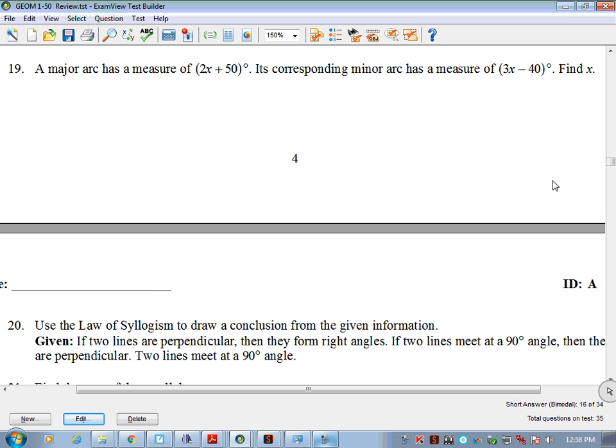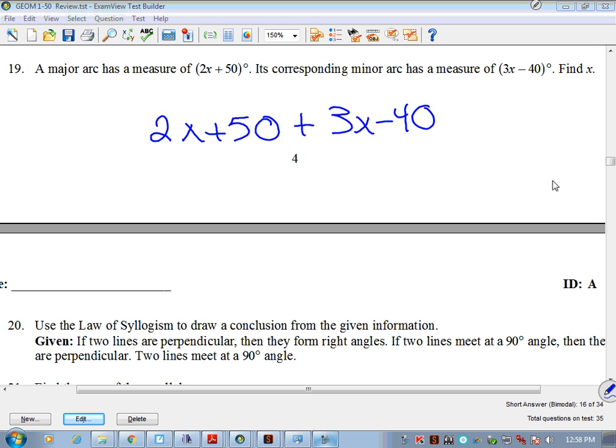Make a full circle. How many degrees are in a full circle? 360 degrees. So what can I do with a major arc and a minor arc to solve for x? Okay, so 2x plus 50 plus 3x minus 40, and because I'm adding, I don't have to distribute the plus. What am I doing here to solve for x? Brenda. Oh, I've left something out, haven't I? What did I forget up to this point? Equals 360. Okay?